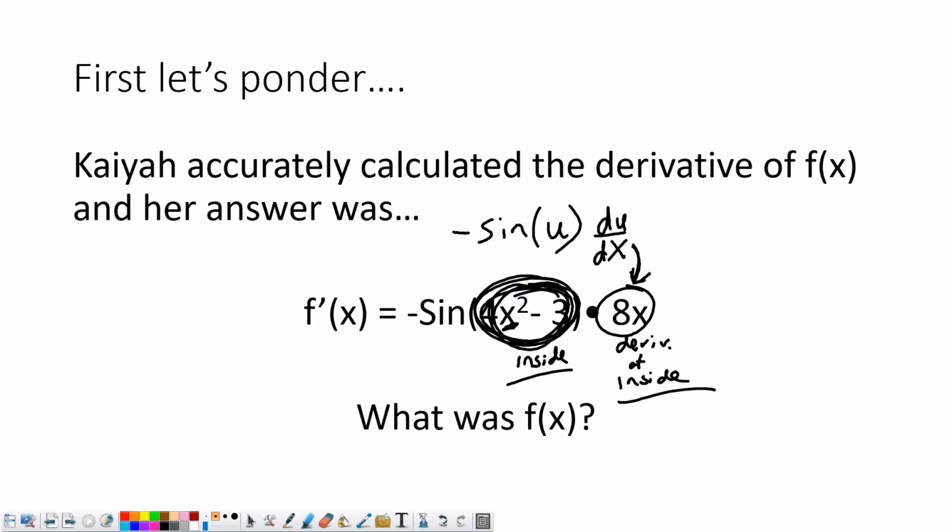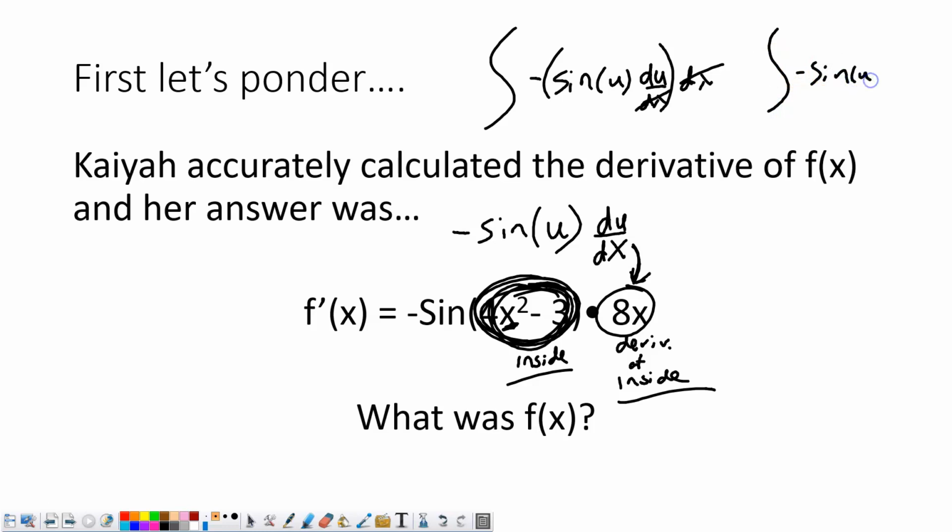Now, if I wanted to integrate this thing with respect to x, well, now I've got two dx's and they cancel. So really, I just want to find the integral of sine u.